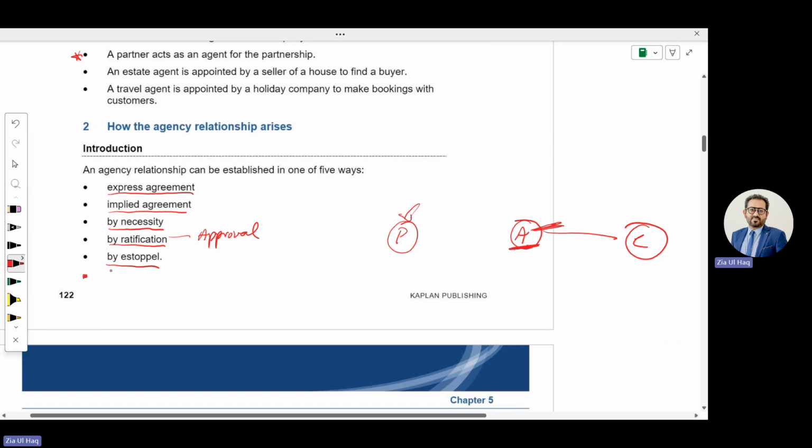There is another concept, agency by holding out. What are these? We're going to discuss later on. So an agency relationship could be formed through express agreement, meaning a written agreement; through implied conduct, like a person is doing work like an agent; by necessity, in case of emergency, to save the loss of principal; by ratification, meaning not an agent at first, but afterward the principal can approve; by estoppel, by holding out. What does that mean? We're gonna discuss these things later.